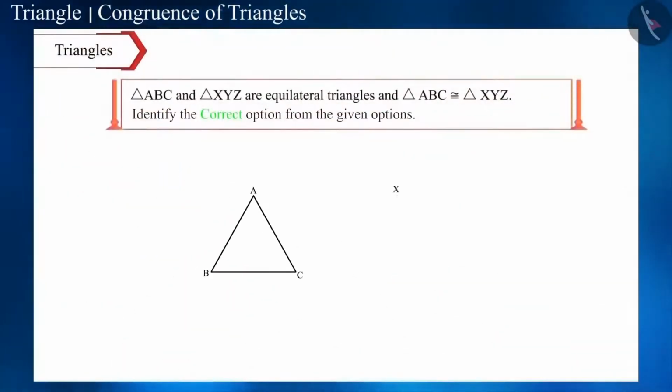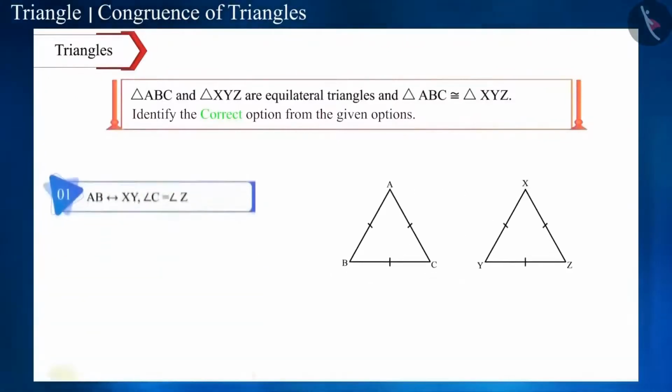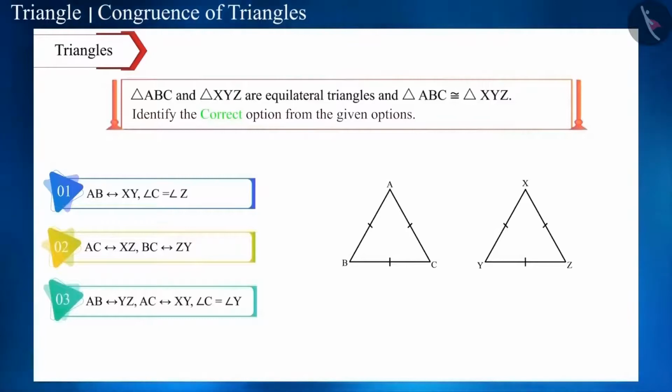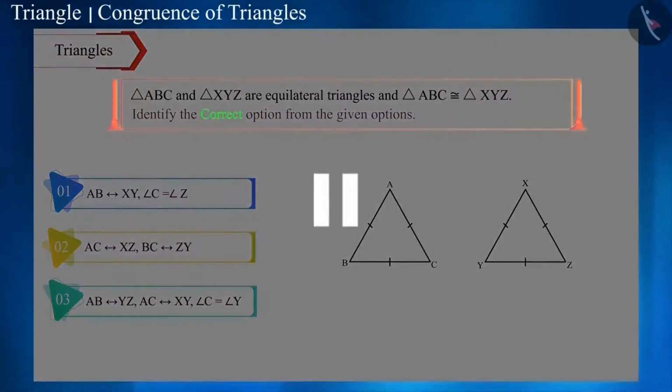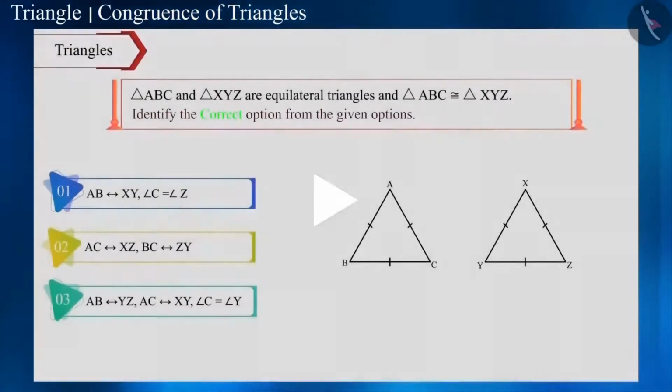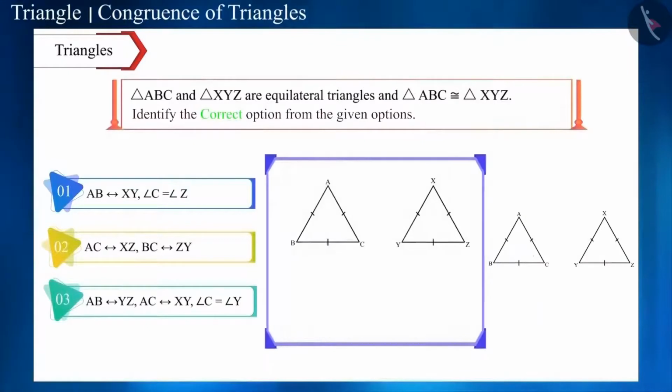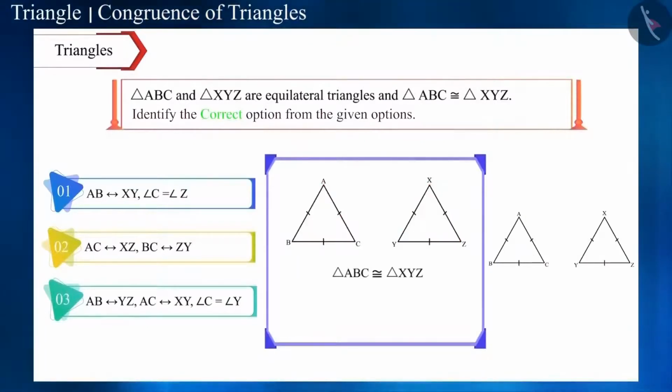Triangle ABC and triangle XYZ are equilateral triangles and are also congruent to each other. Now, can you tell which of the given options is correct? You can also pause the video to think about the answer to this question. Friends, these two triangles are equilateral triangles and all the sides and angles of equilateral triangles are equal. Also, these two triangles are congruent to each other.